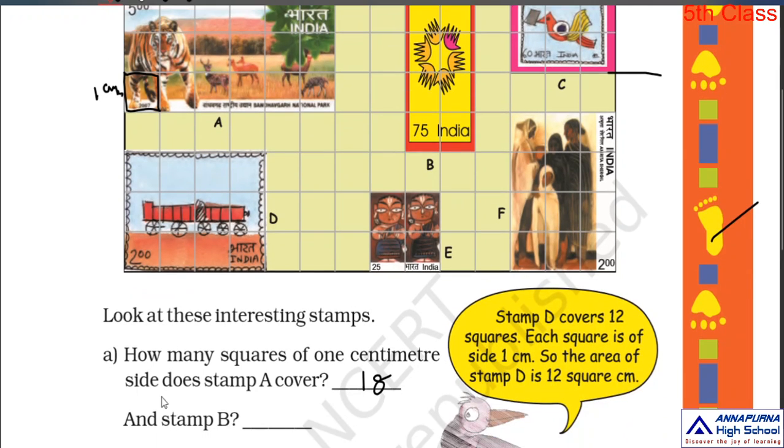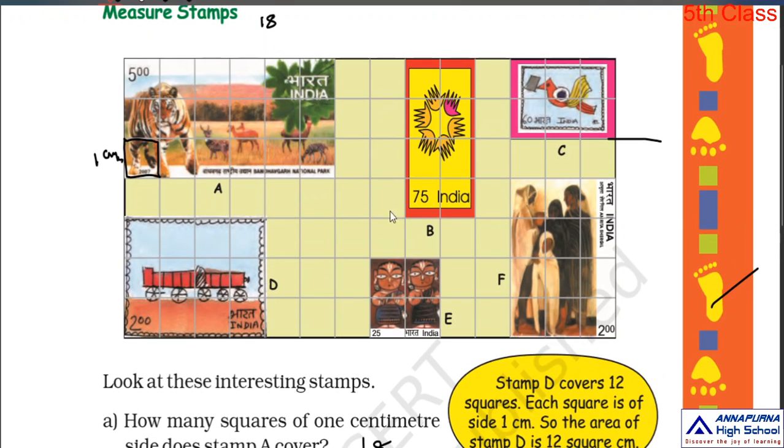And the second one is stamp B. That means stamp B covers how many squares? If you observe stamp B, count the number of squares: 1, 2, 3, 4, 5, 6, 7, 8. How many are there? 8.